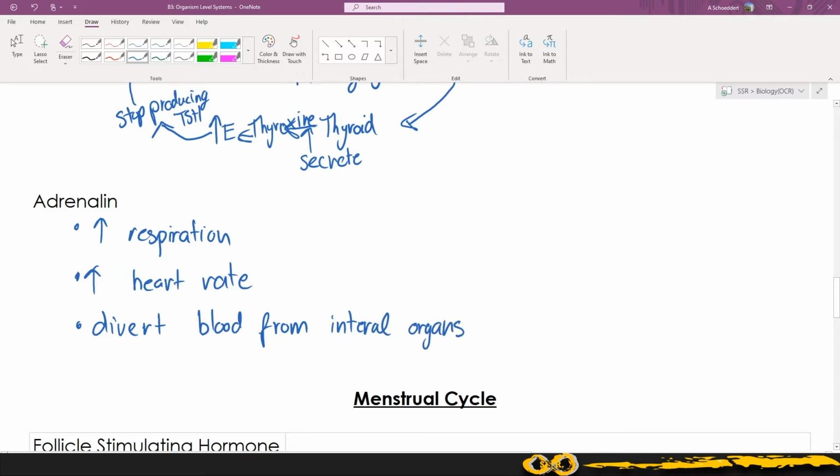This is going to get you ready to respond to something that is causing your body danger. And when you remove that danger, then the adrenaline cycle will stop. And so all of these rates of respiration or blood flow will drop down to their normal rates again.